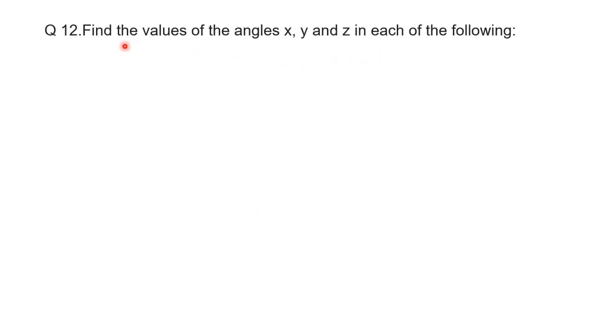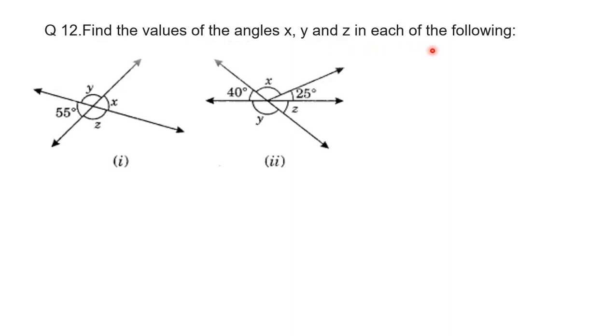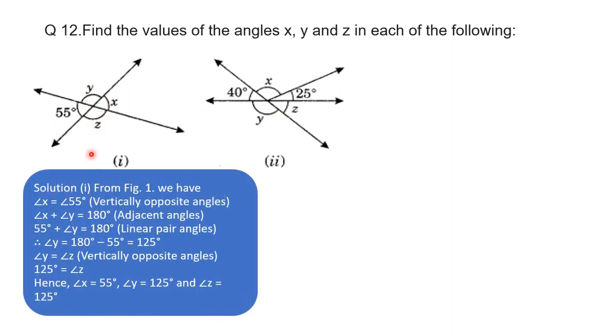Now next, question number 12. Find the values of the angles x, y and z in each of the following figures. So let's talk about the first figure. Afterwards we'll talk about the second figure. For the first figure, see, in this one, these two lines are intersecting and we have to find out the value of x, y and z.